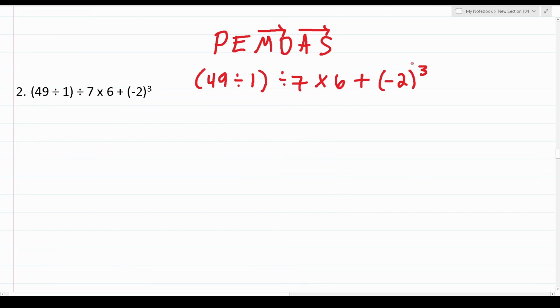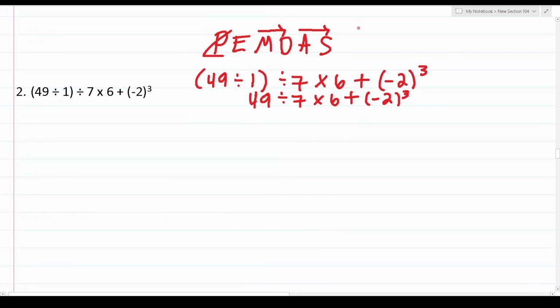All right, so again, according to the order of operations, we're going to work on parentheses first. And if we look through our expression very quickly, you can see that we have something in parentheses here. 49 divided by 1 is just 49. So this becomes 49 divided by 7 times 6 plus -2 to the third. All right, so we took care of our parentheses. And next, we're going to be looking for exponents to evaluate. And as you can see, we do have an exponent here.